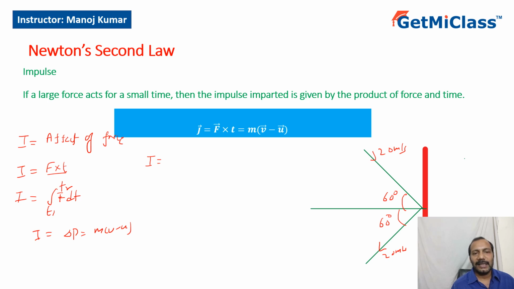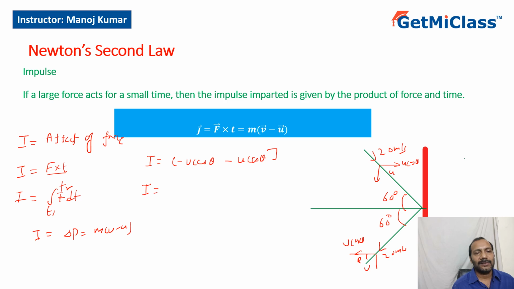Now you can see that momentum is only changing along the x-axis. So I'll find the components of this. If this is u, this would be u cos theta. Similarly, if this is v, and this is theta, this would be v cos theta. So I can say the change in momentum is minus v cos theta minus u cos theta. Why minus? Because the final direction is opposite to the initial direction.